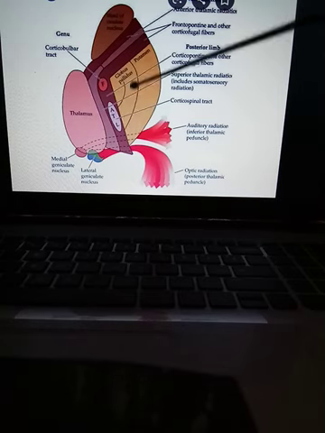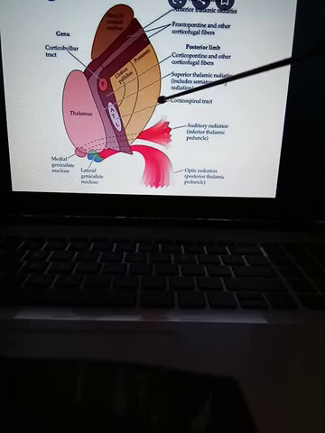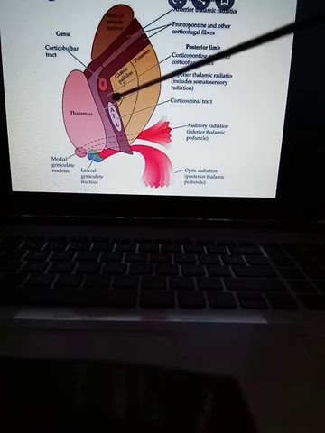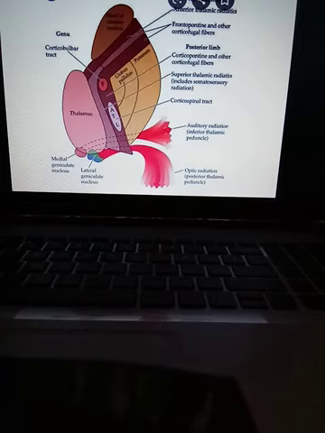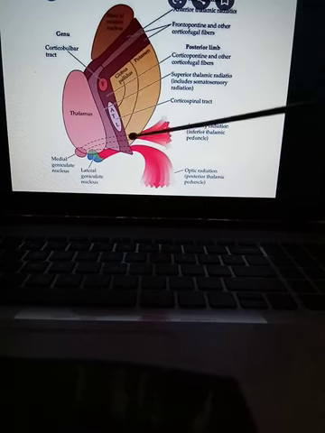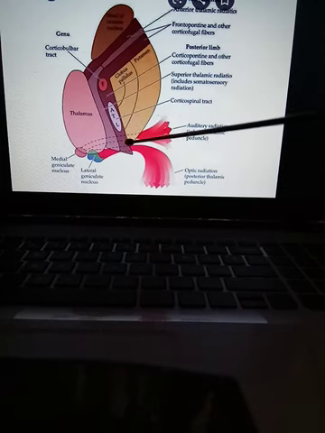This is your lentiform nucleus. The part behind the lentiform nucleus is called the retrolentiform part. The part beneath this lentiform nucleus is called the sublentiform part. Your internal capsule has five parts: the anterior limb, the genu, the posterior limb, the retrolentiform part that is behind the lentiform nucleus, and the sublentiform part that is beneath the lentiform nucleus.